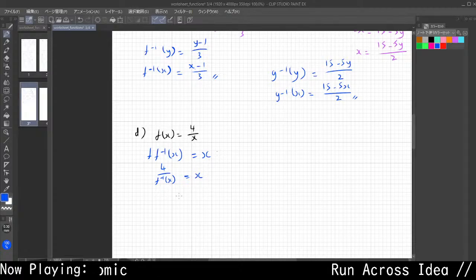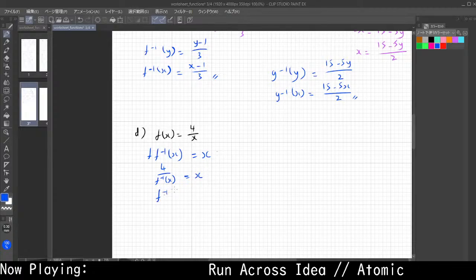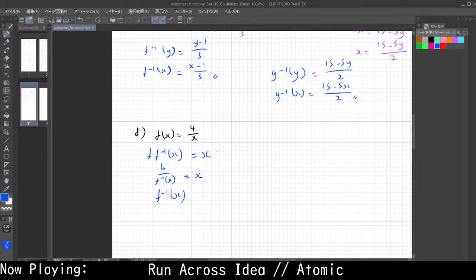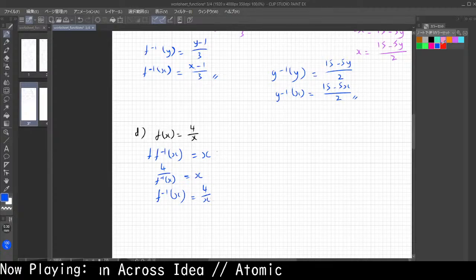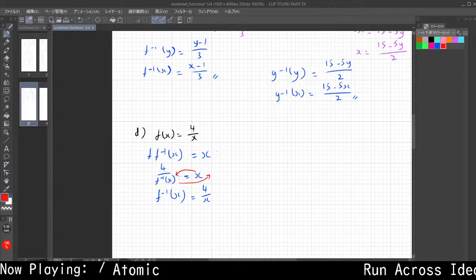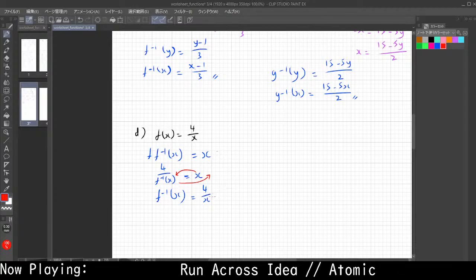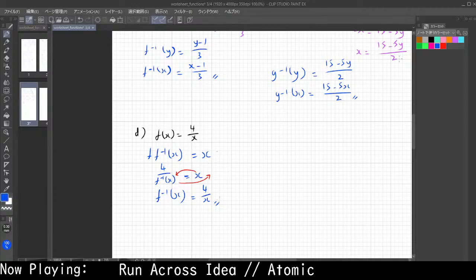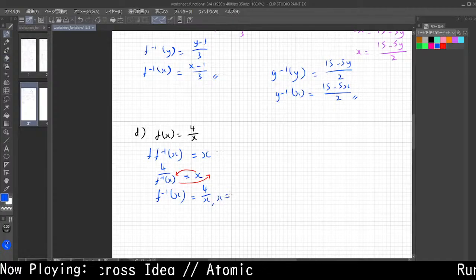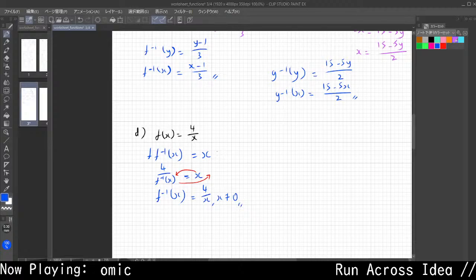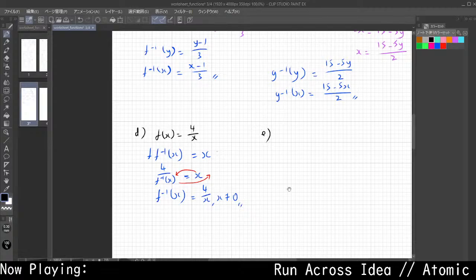In this case, it is as simple as swapping places with your x over there. So your f inverse will be equal to 4 over x. This moves over to do multiply, this brings down to do division, so your x moves downwards to get 4 over x. So this is your answer. Write the definition: x not equal to 0. There you go. Next, E.